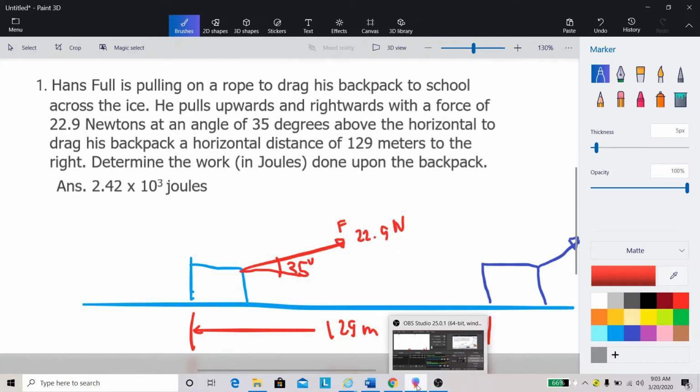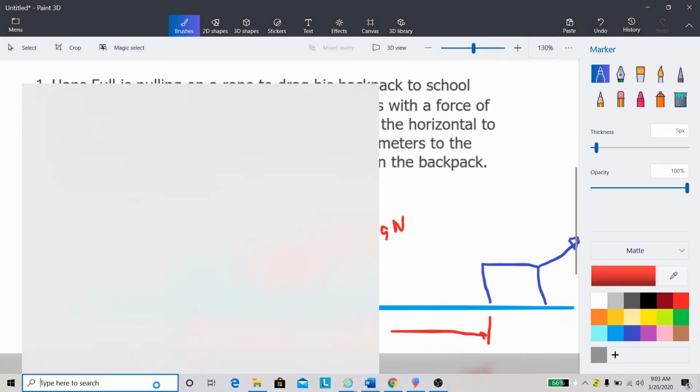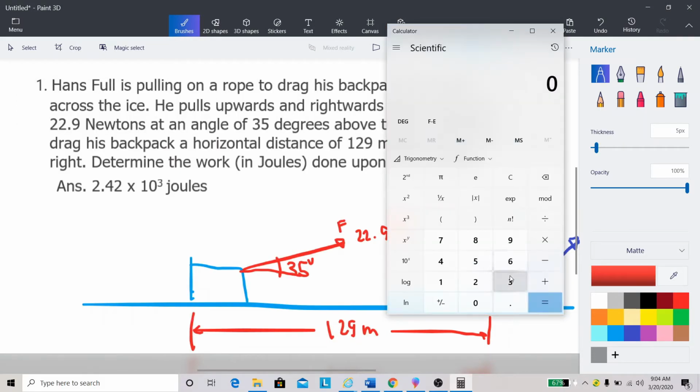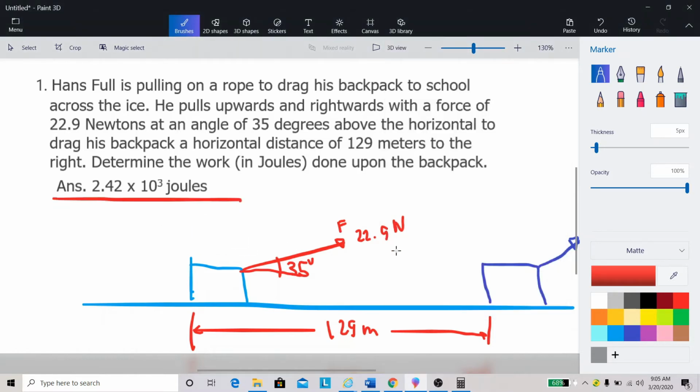O edi, kuha lang tayo ng calculator. But of course, you have to show the solution. 35 degrees cosine times 22.9 times 129, 2,149. Okay, so 2,149 ang ating magiging final answer. So that will be your answer.